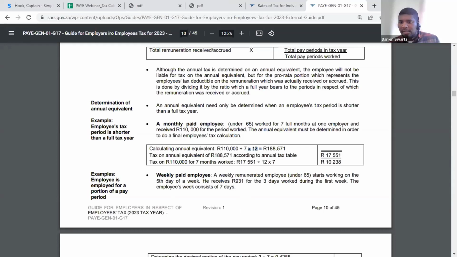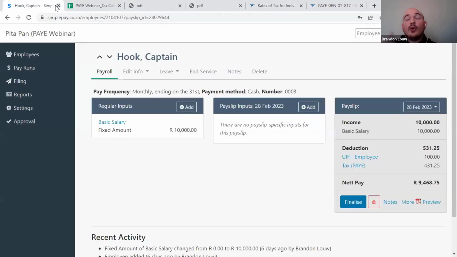Okay, before we dive into the refund part, Brandon, there was another case, probably similar to the scenario we've just gone through. I was thinking about an employee that joins in the middle of a payroll period, for example. For the income they earn for that half payroll period, do we simply multiply it by the number of tax payroll periods within the tax year to determine the annual equivalent, or is there something we have to consider when calculating the annual equivalent for those instances? My answer to that is it depends what you do on the system.